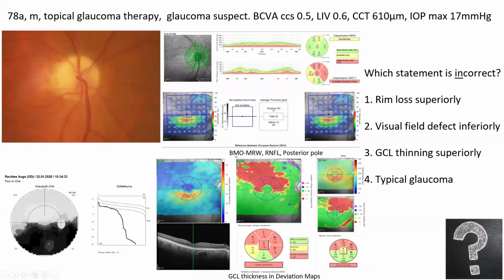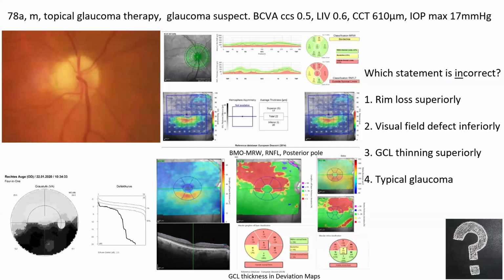You see the thinning of the rim, and you see here the thinning of the ganglion cells in the macular area and the changes in the retinal thickness. So I would like to ask you, which statement is incorrect? First, rim loss superiorly found. Second, visual field defect inferiorly, GCL thinning superiorly, or this is a typical glaucoma. Which answer would be the incorrect answer? I would like you to cooperate and give me your opinion.